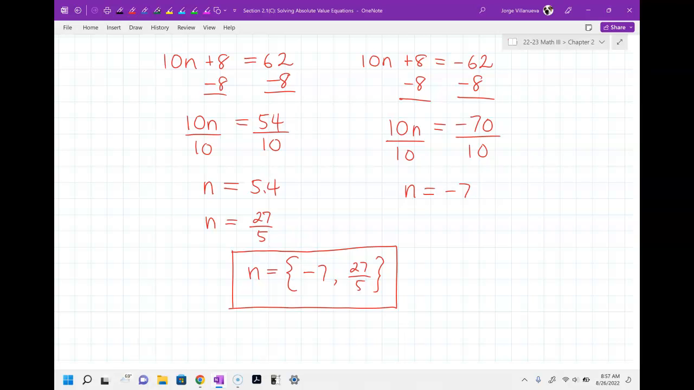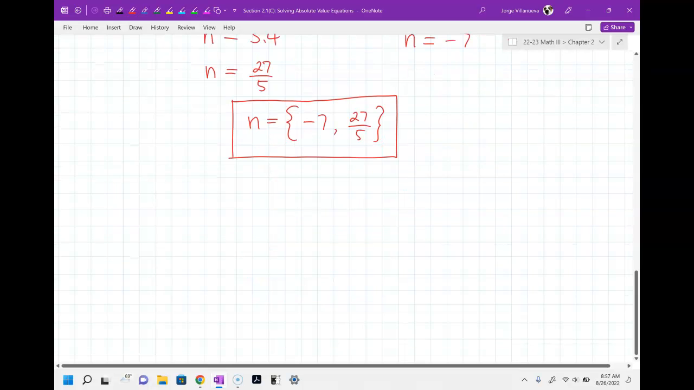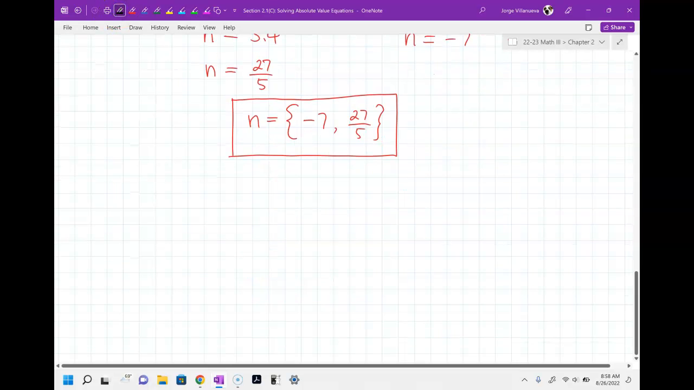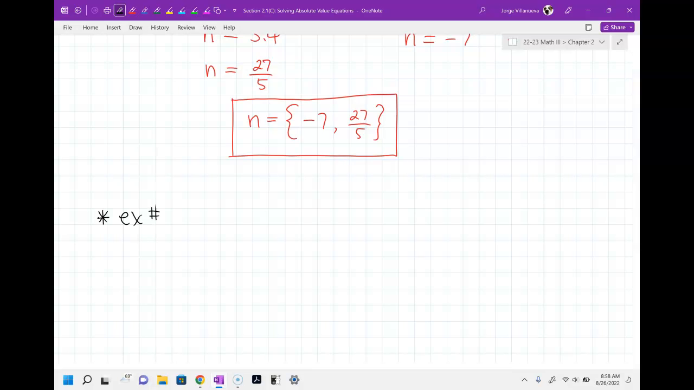So there's our answer for that problem. Let me try to get to another type of problem here. We'll do this one. Trying to move on to things that look a little bit more challenging. That way we're doing different types of problems for you, not just the same looking ones.